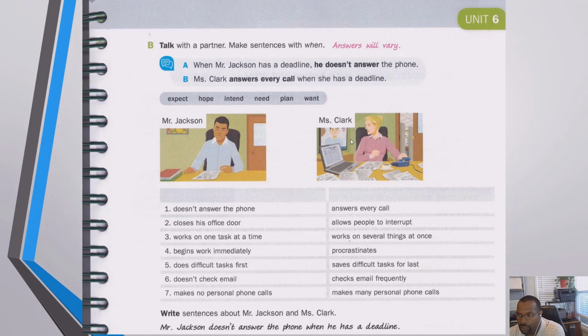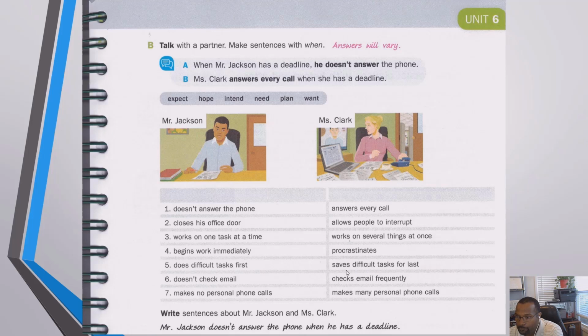Now we can practice that using Miss Clark. Miss Clark answers every call when she has a deadline. Miss Clark allows people to interrupt her when she has a deadline. Or you can say, Miss Clark allows people to interrupt when she has a deadline. Miss Clark works on several things at once when she has a deadline. Miss Clark procrastinates when she has a deadline.